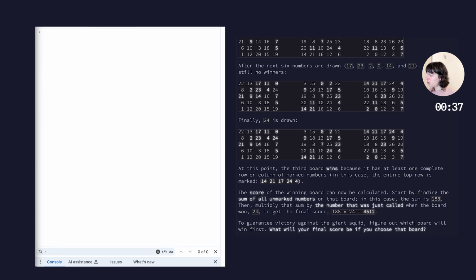Start by finding the score of all unmarked numbers on that board. Okay, so what we've got to do is work out which board wins and then identify all of the unmarked numbers and then multiply that by the number that was just called when the board won. Okay, this is a real month, a real year for it, isn't it? Okay. I don't think I'm going to get this one, but let's give it a go.